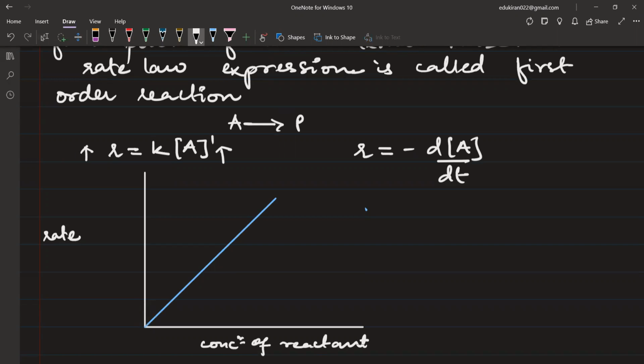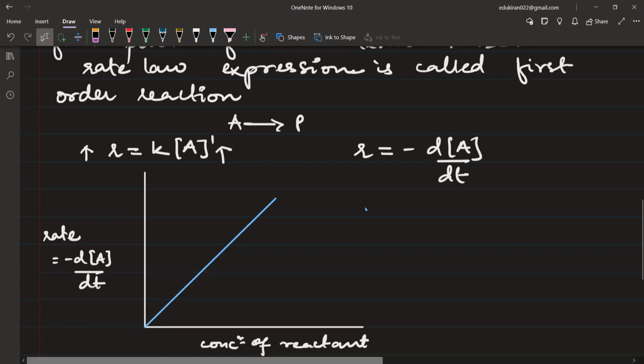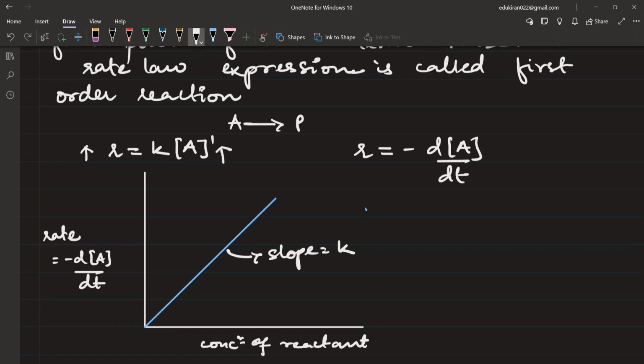Okay, so this is the graph between what? The rate of reaction and the concentration of reactant. Rate of reaction, you can write it as minus d[A] upon dt. Okay. And what is the slope here? Slope is equal to k. So it is a graph which looks like y is equal to mx.